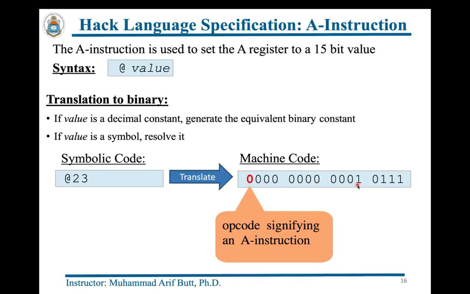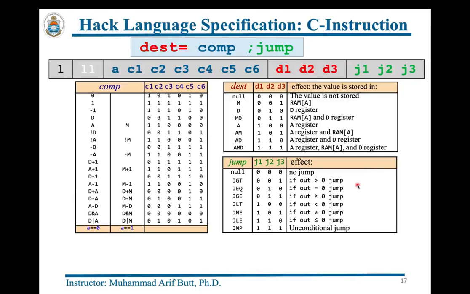So after the A instruction, let us move on to the C instruction. And the syntax is shown over here. We compute, and then we either assign the result to some destination, or based on the computational result we decide to jump. And let us generate the machine code for this sample instruction D = D + A.